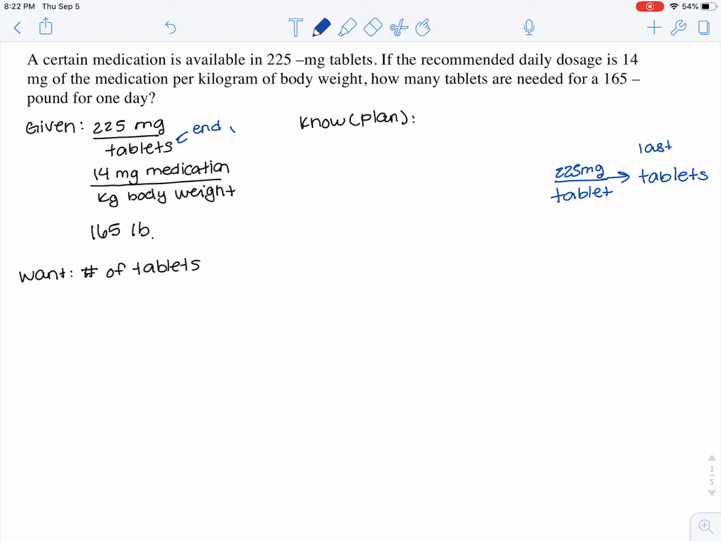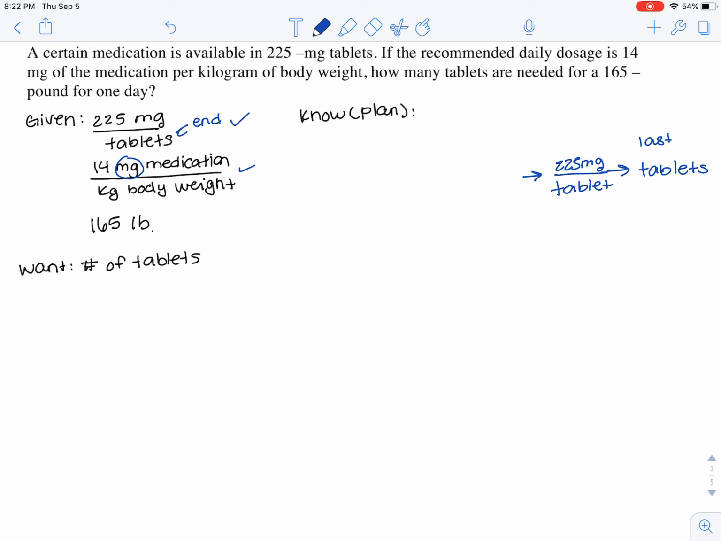Then if I want just tablets, that means I'm going to have to get rid of the milligrams at some point. Well, I see that here I have milligrams, so I'm going to have to use this next. So then I would use the 14 milligrams per kilogram. Okay, well, I still have my pounds, and I now have to get rid of the kilograms. So what would make sense is if I put my pounds here that I start with, I need to get there.